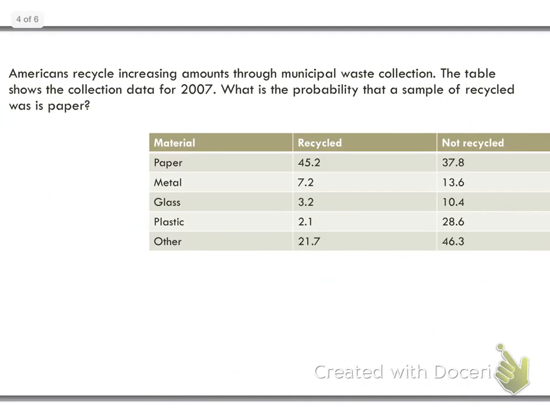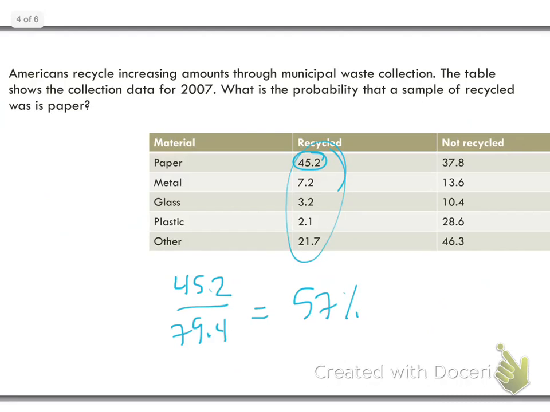Okay, my next one, Americans recycle increasing amounts through municipal waste collection. The table shows the collection data for 2007. What is the probability that a sample of recycled waste is paper? Okay, so first I need to find my recycled paper amount, so 45.2. And I want to figure out what percentage of that paper in the recycled column is recycled compared to everything else. So I want my total recycled on the bottom because I want to figure out which percentage of that is going to be paper. So I put my total, it is 79.4 when I add up that whole column, and it's going to equal 57%. So 57% of the recyclables are paper.